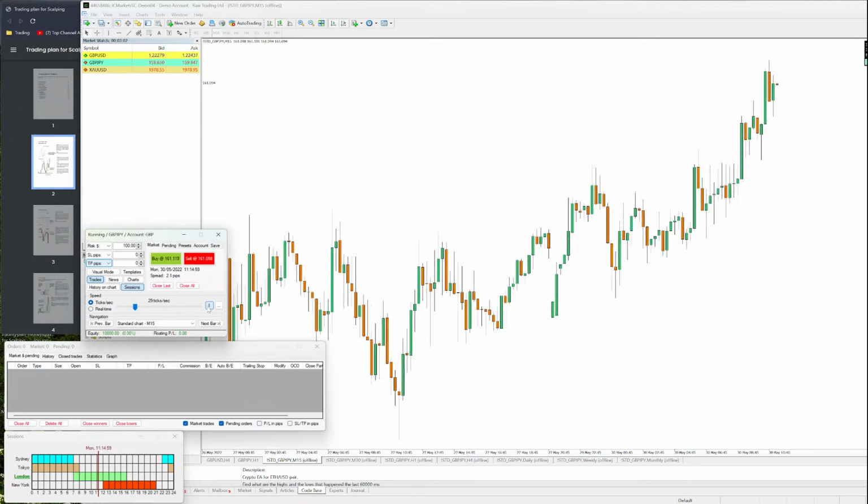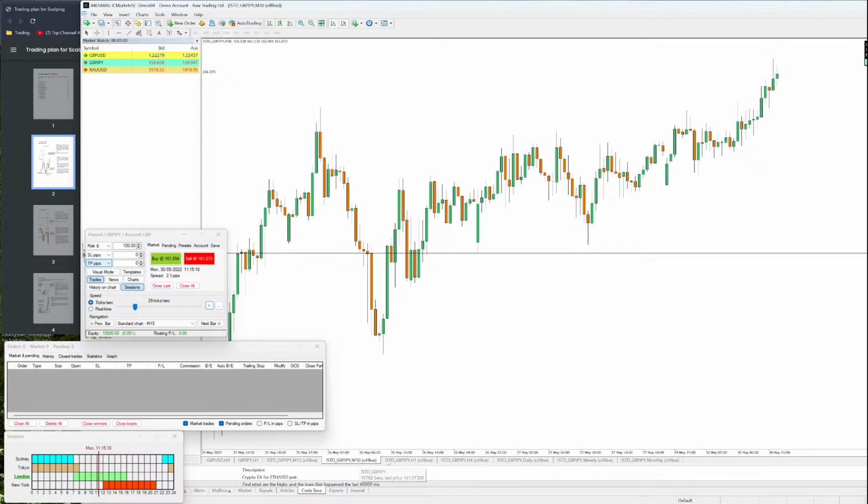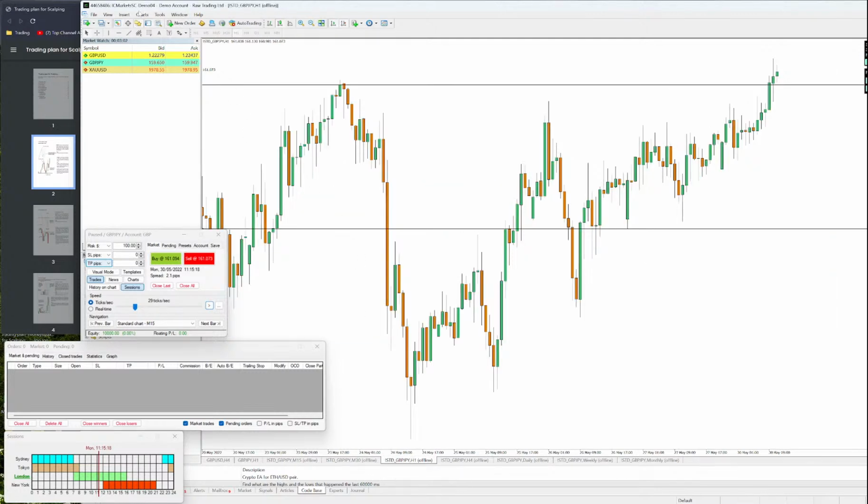So 15-minute closed bullish. Okay, perfect. 30 minutes is about to close bullish. 1 hour can just continue now to the upside. Let's see how many pips this is. This is 23 pips. So until this makes sense.